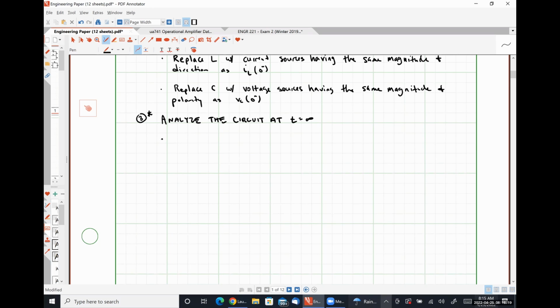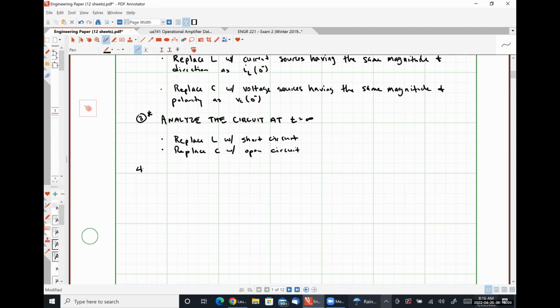All right, so analyzing the circuit at t equal to infinity. At t equals infinity, since this is a long time after the switch has changed state, we are again at a DC steady state condition. So that means that we will replace our inductors with short circuits, and we will replace our capacitors with open circuits. Okay. And then we will just solve for our quantities of interest at t equal to infinity.